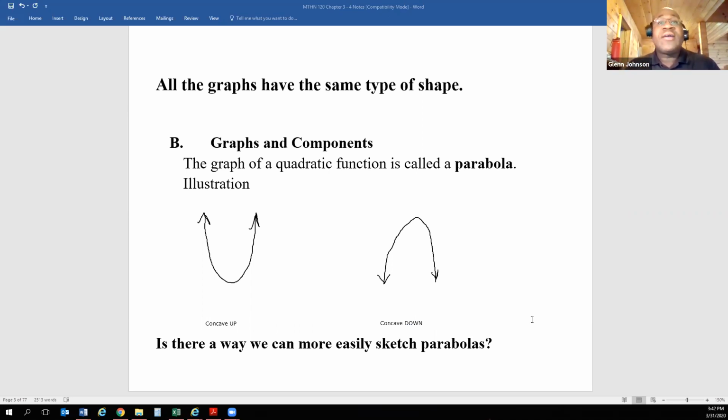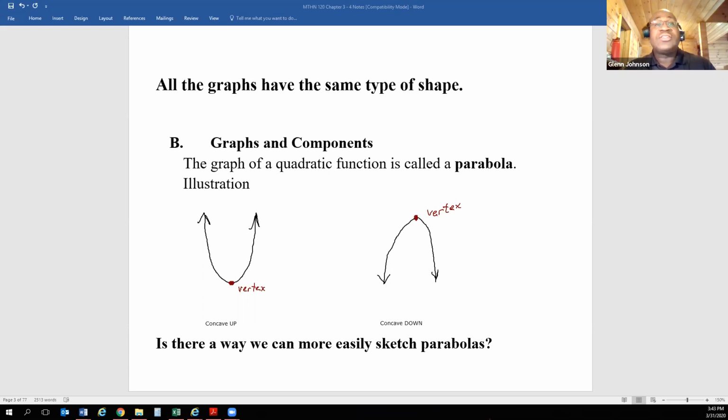Now, some of the other characteristics of these types of functions, or the graphs of these functions, is that regardless of the orientation, you'll notice that there's always going to be a turning point of the graph. In the case where it's concave up, there's a bottom point or a minimum value where it transitions from decreasing to increasing. And then in the case of it being concave down, you see the opposite happening, going from increasing then to decreasing. Now that point where that occurs has a special name. We refer to that point as the vertex of the parabola.